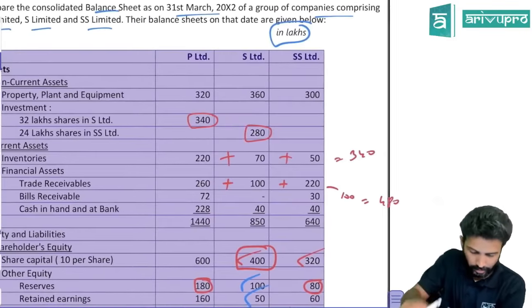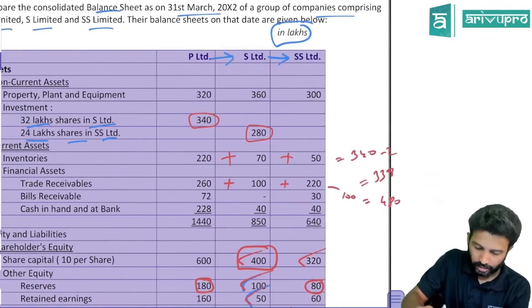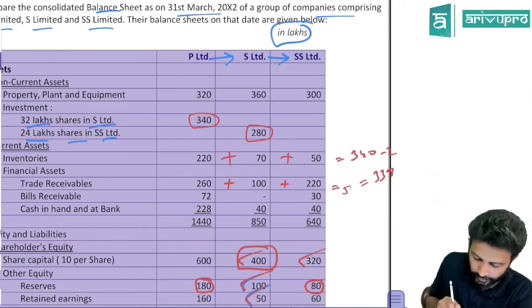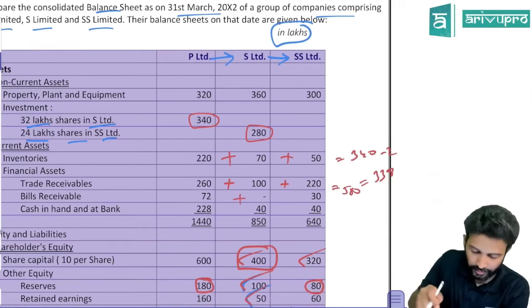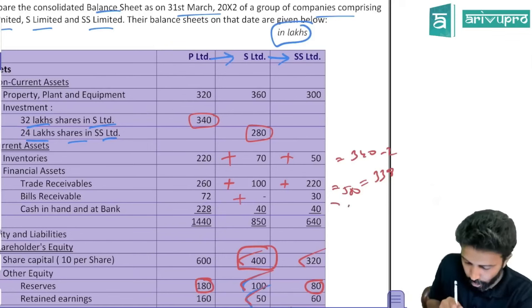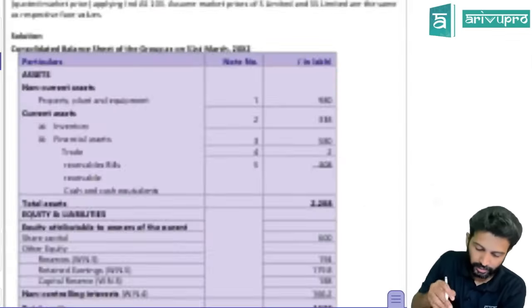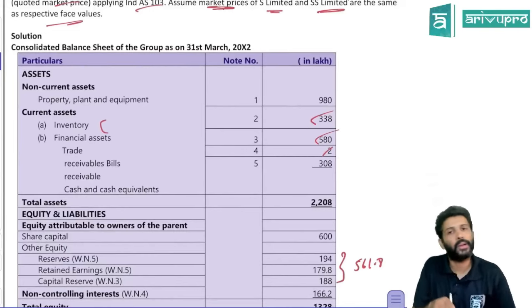What is that? 260 plus 100 plus 220 minus 100. Or okay, actually this is trade receivables, I'm doing it wrong. So trade receivables, you should not deduct 100. It should be done in bill receivable. So this is 580 only. What about bill receivable? 72 plus 30, you do minus 100 of intercompany transaction. So this is 102 minus 100, which will become 2.